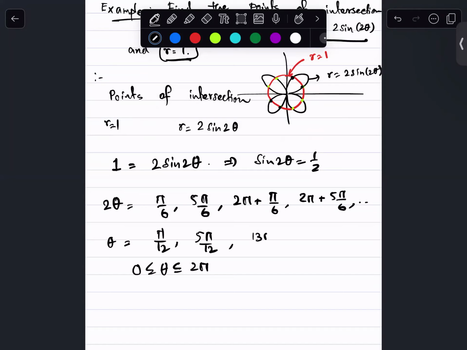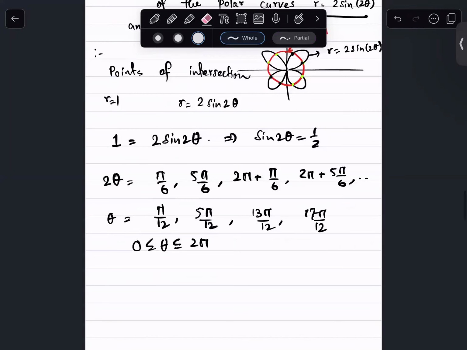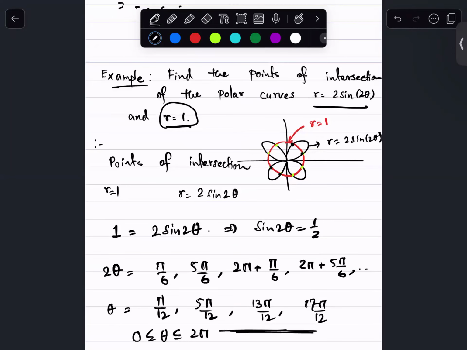Pi over 12, 5 pi over 12, 13 pi over 12, and then 17 pi over 12. The next number after this will be 25 pi over 12, but that is bigger than 2 pi, right? My theta should be inside 2 pi, so that's why I should not consider the last term, okay? So these are the 4 points. And if I try to indicate these 4 points, these will be this. This is the first point, this is the second point, this is the third point, this is the fourth point.